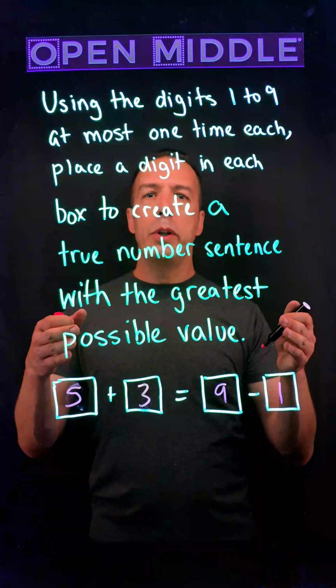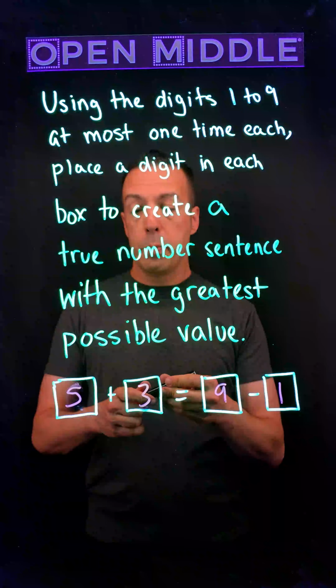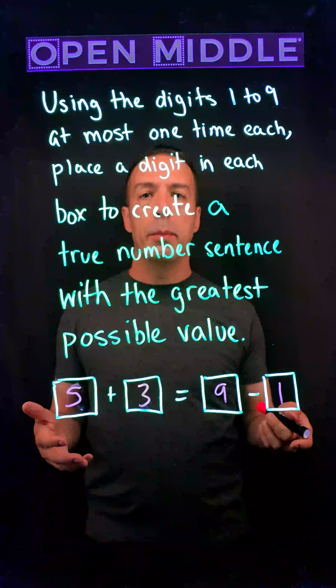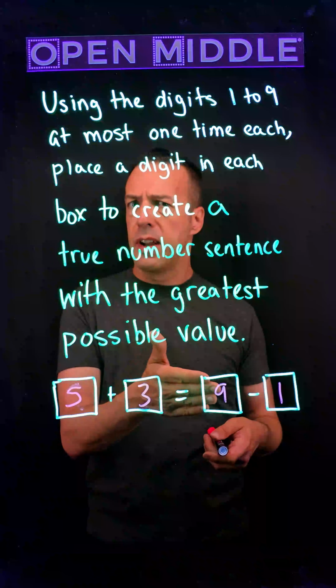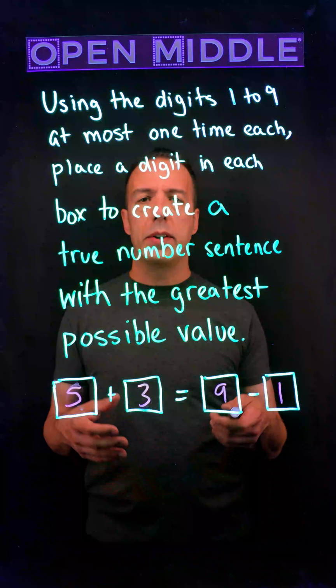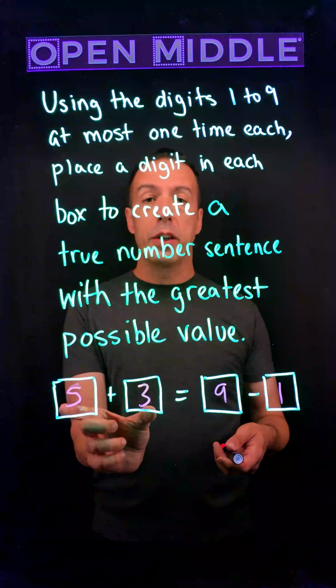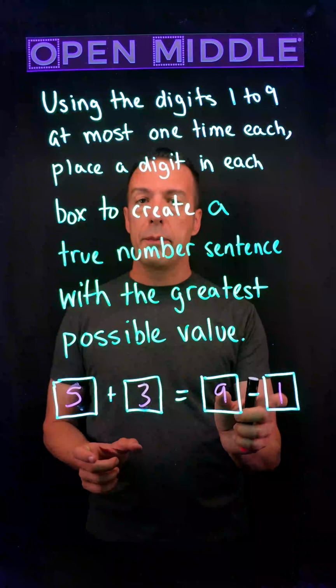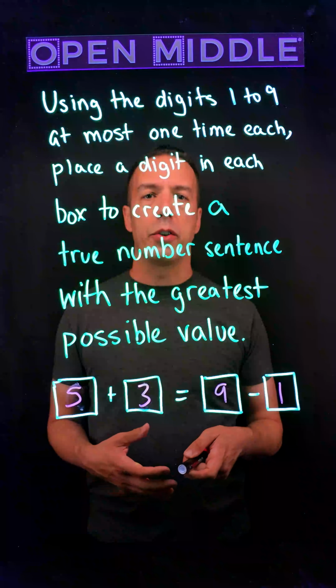And so students might think this is not even a valid true number sentence because they might say 5 plus 3 is not 9. And so it leads to also these great conversations about what does equality mean, that the value on this side is 8 and the value on this side is also 8. And so these are great conversation starters to try out with your students.